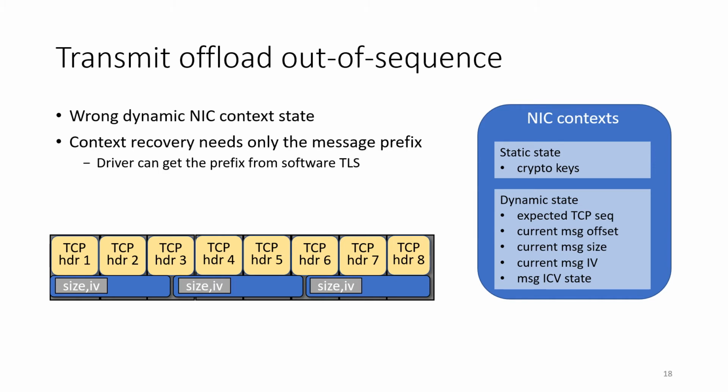Let's consider what happens when the NIC is requested to offload an out-of-sequence packet. For example, if TCP packet 5 is retransmitted after TCP packet 8, then the NIC hardware dynamic context does not match the packet. We identify this case in the NIC's driver transmit routine before sending the packet, and then the driver recovers the dynamic state to offload the out-of-sequence packet.